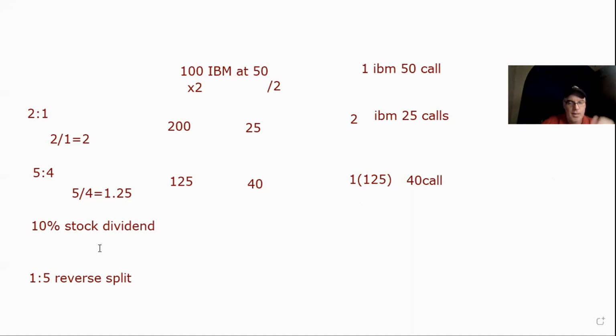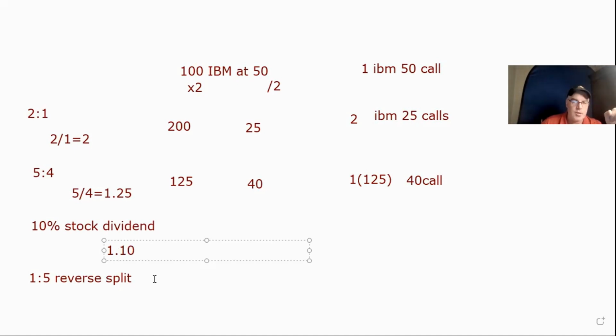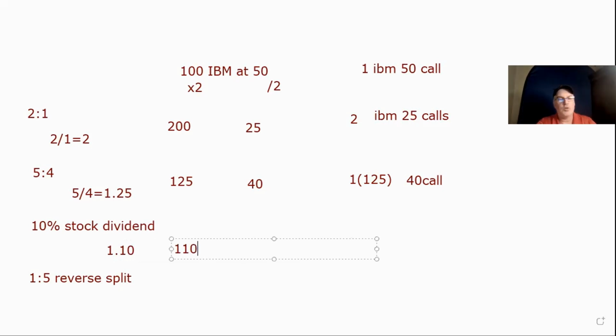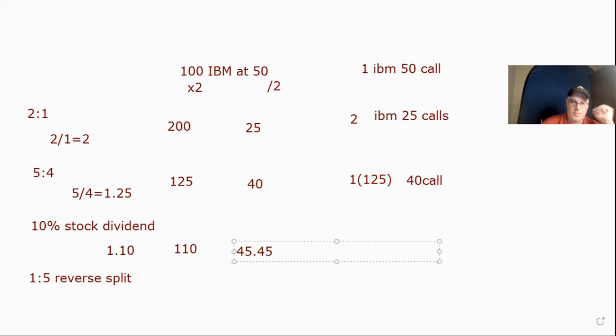So let's try this one, a stock dividend. It's like a little mini split. I can't figure out how to do this any other way, so I just put 1 point and then whatever the stock percentage is. If it's 25%, I do 1.25. If it's 10%, I do 1.1. So I'm going to do the same thing. I'm going to do 100 times 1.1. That gives me 110. And then I'm going to do 50 divided by 1.1, which equals 45.45. So now I have 110 shares with a 45.45 price.